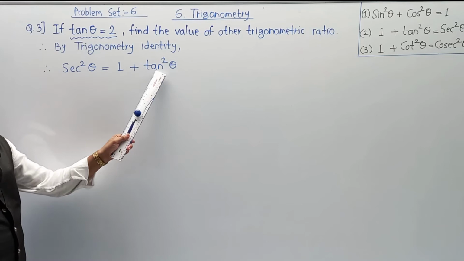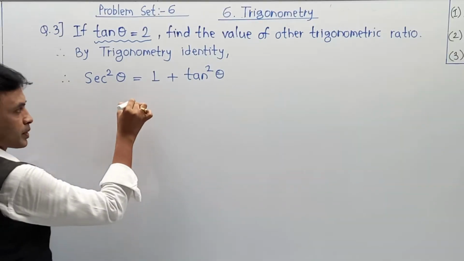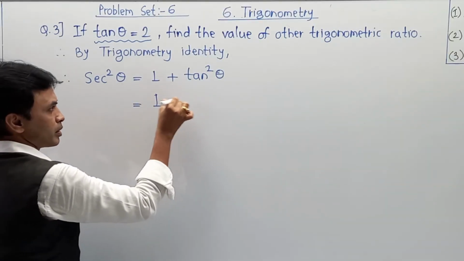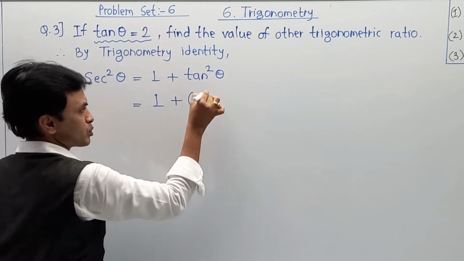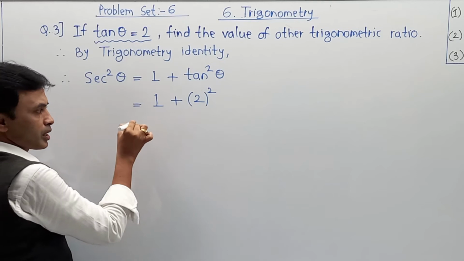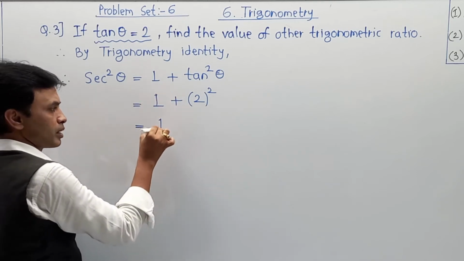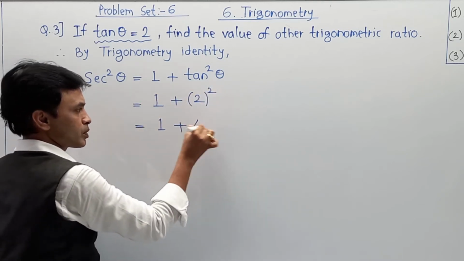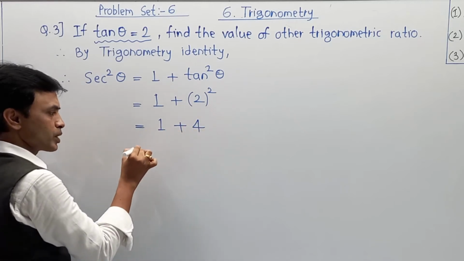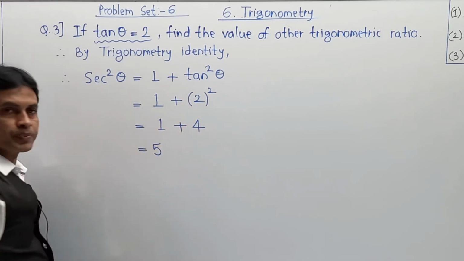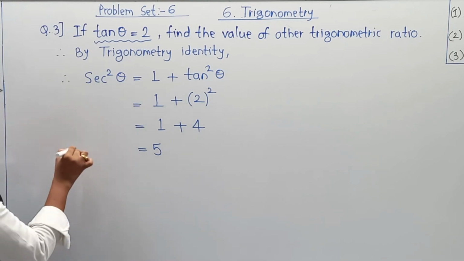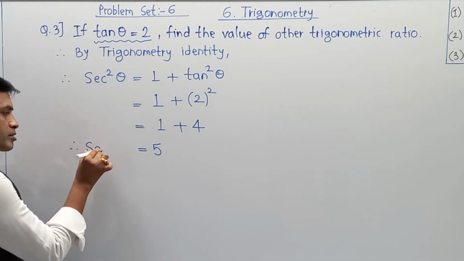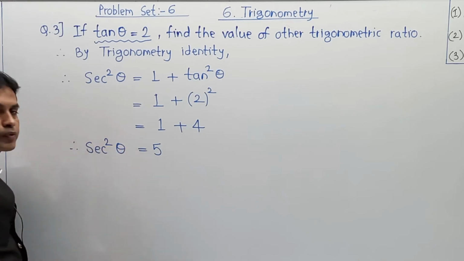Putting that value over here, 1 plus tan square theta means 1 plus 2 square. So it becomes 2 square. Now 1 plus 2 square is 1 plus 4, and that is nothing but 5. Now this value 5 is nothing but sec square theta, or logically, the value of sec square theta is equal to 5.